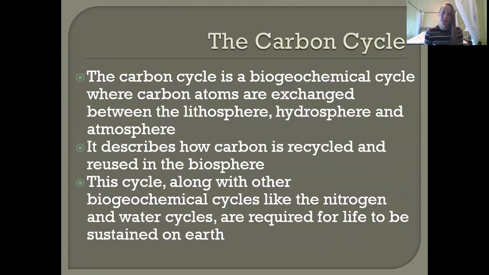So the carbon cycle is a biogeochemical cycle where carbon atoms are exchanged between the lithosphere, which as a reminder is the ground, the hydrosphere, which is the water, and then the atmosphere that surrounds us. It describes how carbon is recycled and reused in the biosphere. And this cycle, along with the other biogeochemical cycles like the nitrogen cycle and the water cycle, are required for life to be sustained on Earth. If this cycle or any of the biogeochemical cycles that we're going to look at shut down all of a sudden, life on Earth would come to an end.